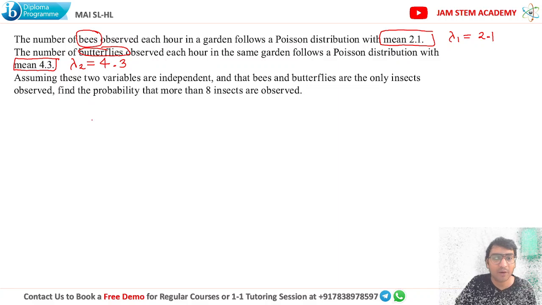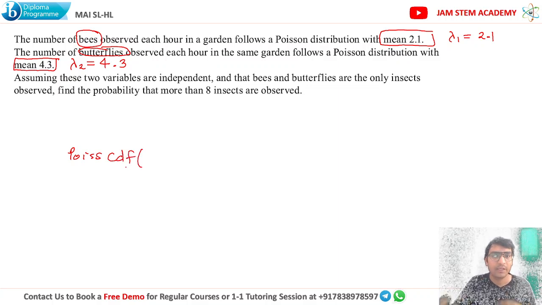So what are we looking for? We are looking for Poisson CDF. It says probability more than 8. So for more than 8, it starts from 9 and there is no end. You can put any large value, let's say 2000.